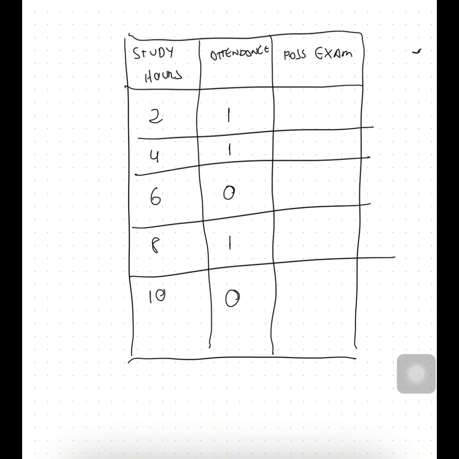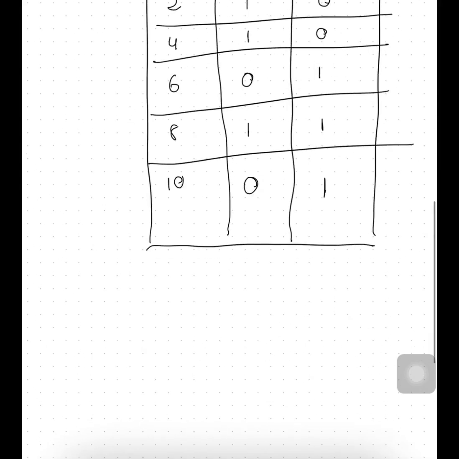And we can check if they passed the exam. The number 1 is 0. The number 2 is 0. The 3rd, 4th, and 5th students all passed. And our task is to build a decision tree that can predict whether a student will pass the exam based on these features. So, what's a decision tree?